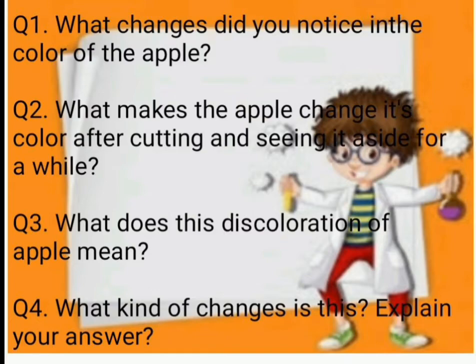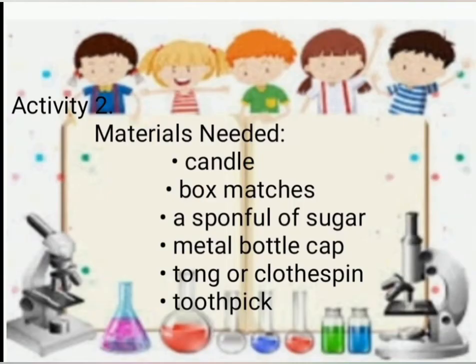The following activity: Activity 2, sugar and heat. Materials needed: candle, box of matches, a spoonful of sugar, metal bottle cap. Be sure to remove any plastic or cork lining of the cap before using it. Tongs or clothespin, toothpick.